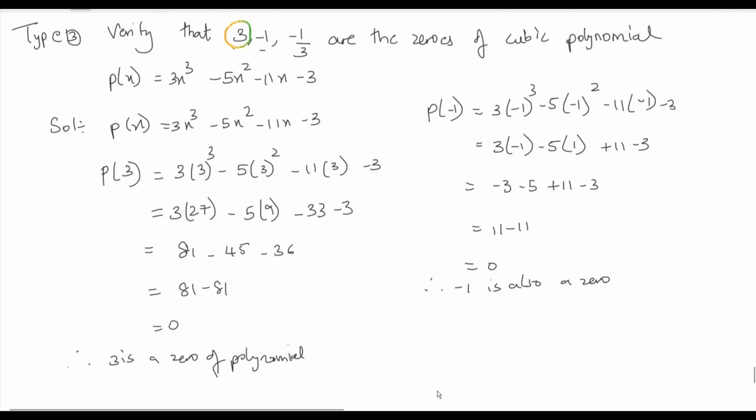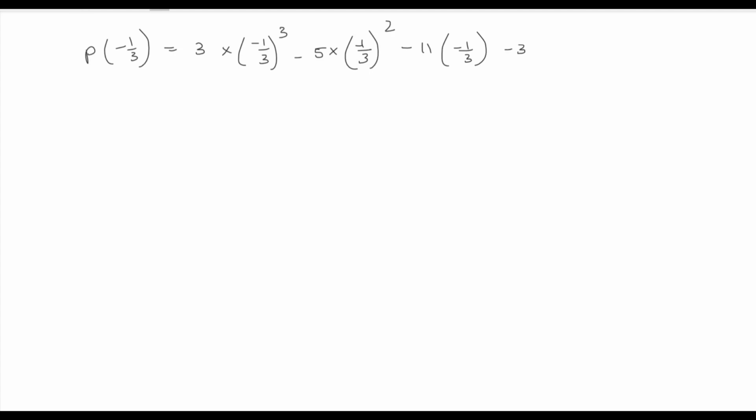Now, coming to P of minus 1 by 3, that will be 3 into minus 1 by 3 whole cube minus 5 into 1 by 3 whole square minus 11 into minus 1 by 3 minus 3. Therefore, we will get 3 into minus 1 by 27 minus 5 into 1 by 9, minus of minus will be plus 11 by 3 minus 3.